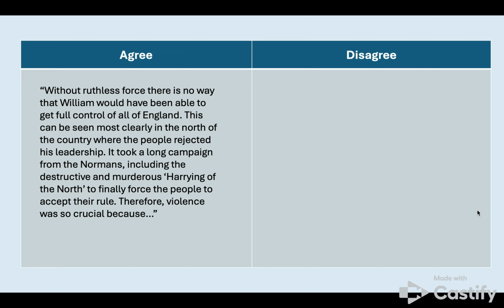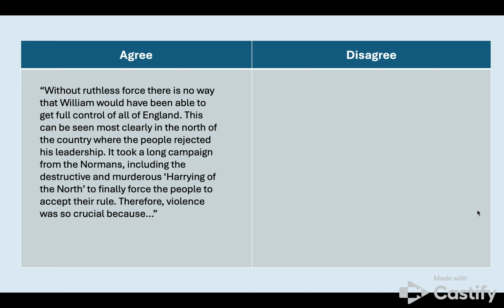Okay, so I'm trying to make a clear point. I'm starting to develop some evidence, and at the end I'm starting to explain it. And I haven't written a whole long paragraph, but you can see at the end I'm just reminding you to link back to the question. Therefore, this proves that, this shows that violence was really important, or ruthless violence or ruthless oppression was essential. And keep on explaining, keep on saying because and therefore.